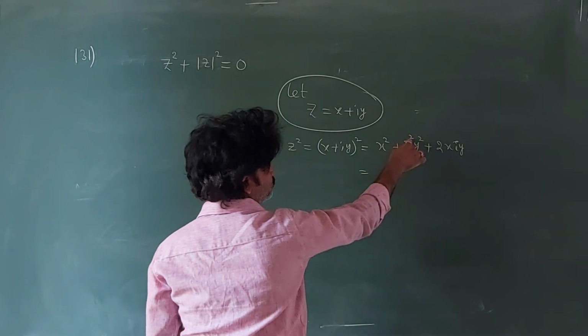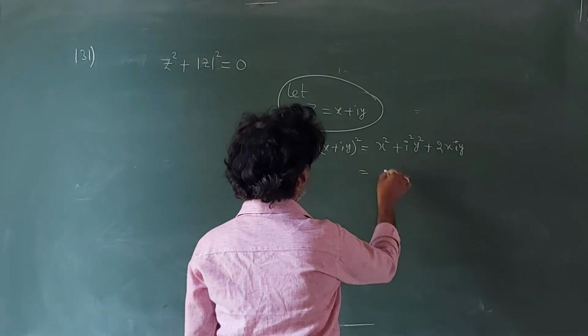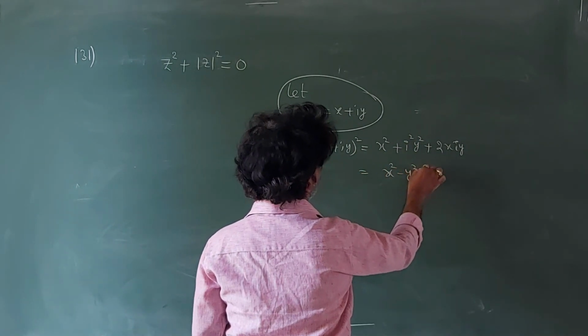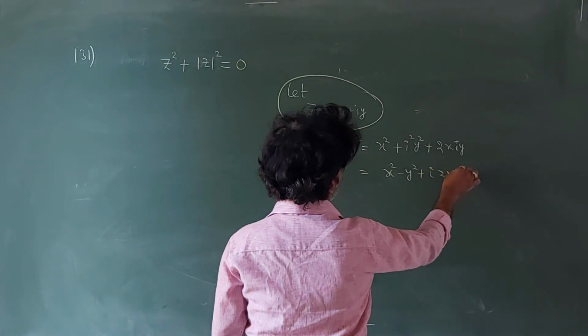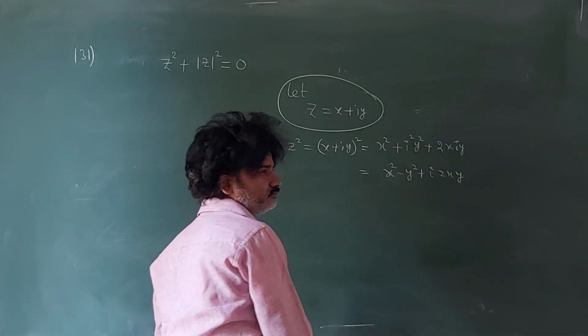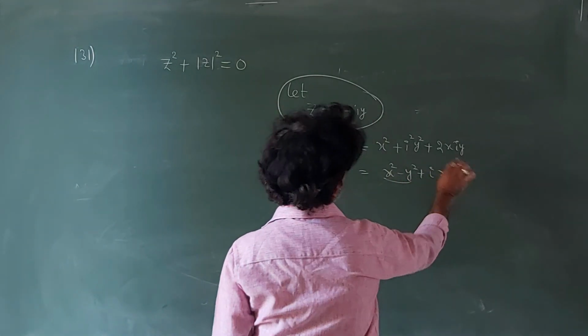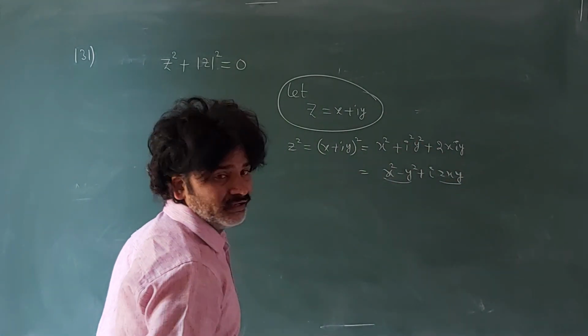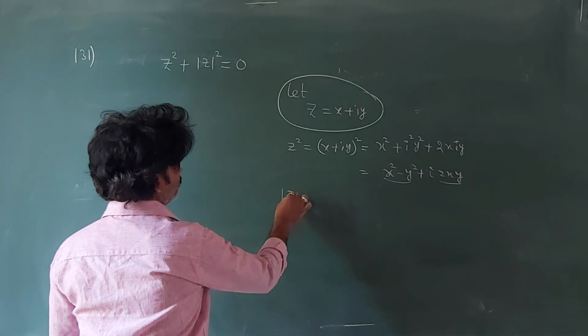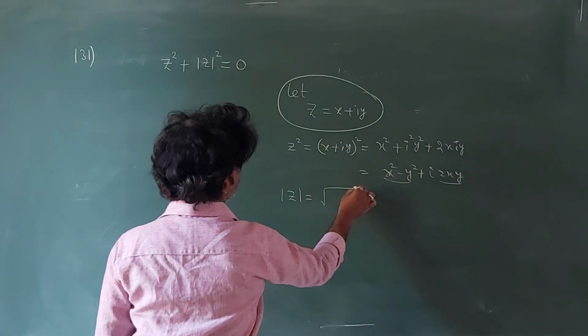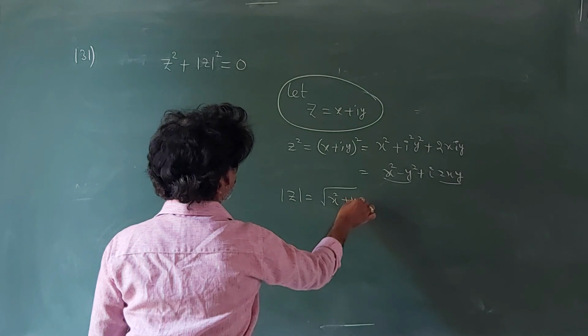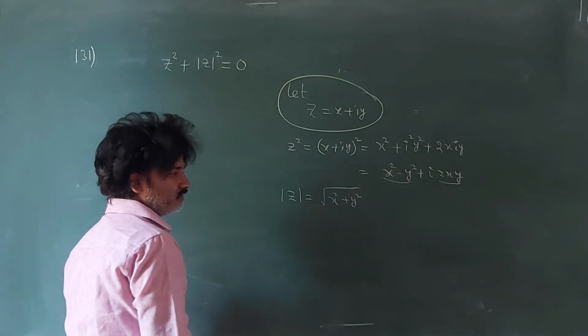Okay, so i square value is minus 1, then x square minus y square plus i into 2xy. Like a plus ib format we got. This is the real part, this is the imaginary part. This is z square. Then what about modulus of z? What is the modulus of this complex number? The root of x square plus y square.